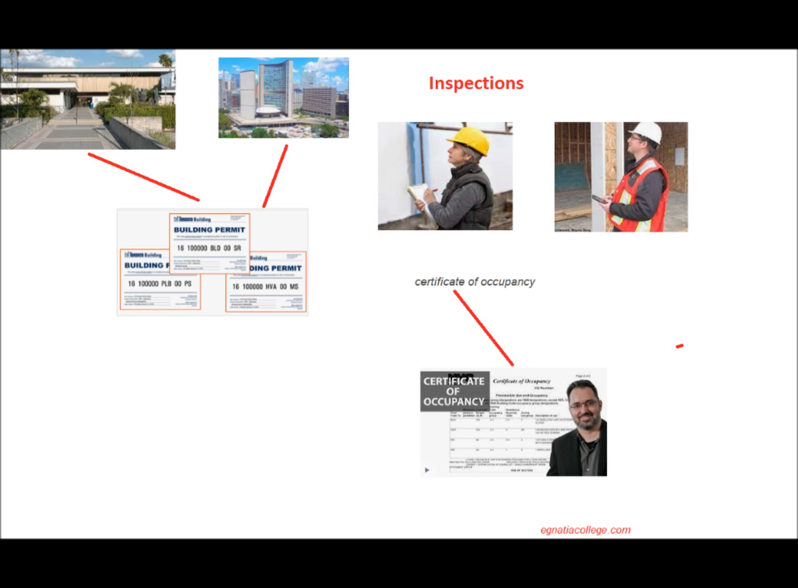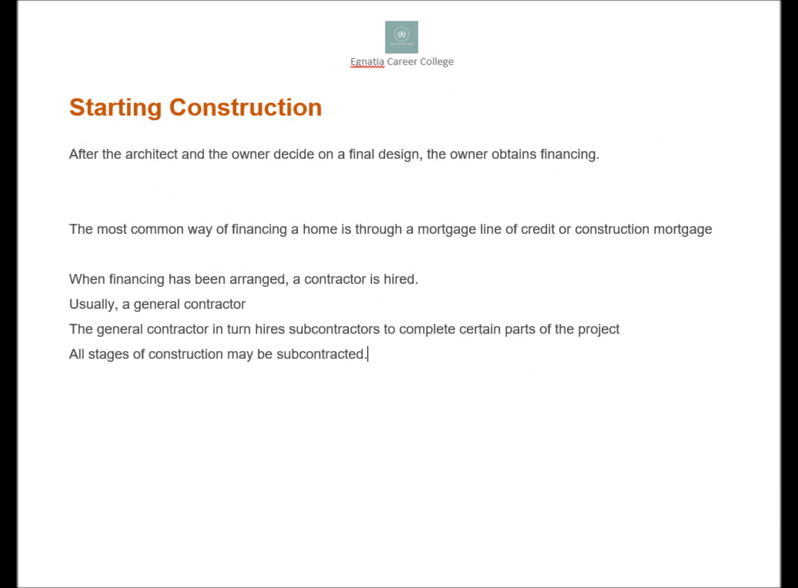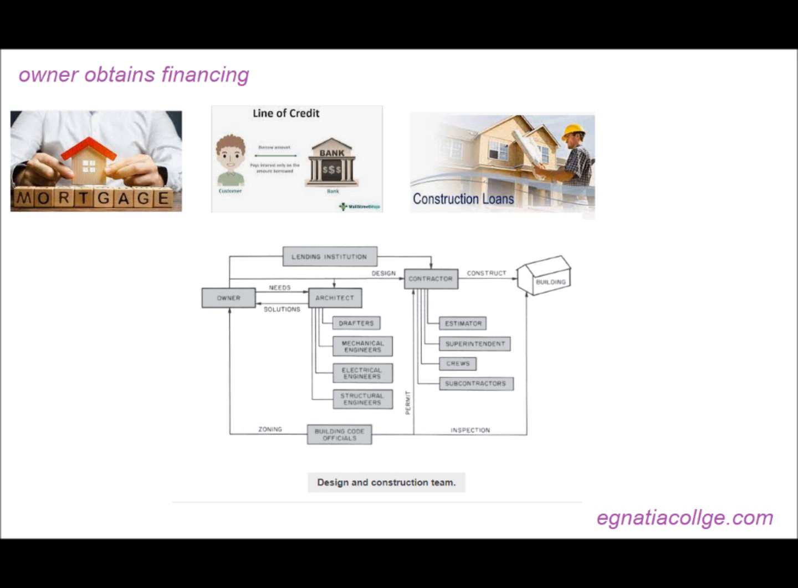Starting construction. After the architect and the owner decide on a final design, the owner obtains financing. The most common way of financing a home is through a mortgage, line of credit, or construction loan. When financing has been arranged, a contractor is hired. Usually, a general contractor. The general contractor in turn hires subcontractors to complete certain parts of the project. All stages of construction may be subcontracted.